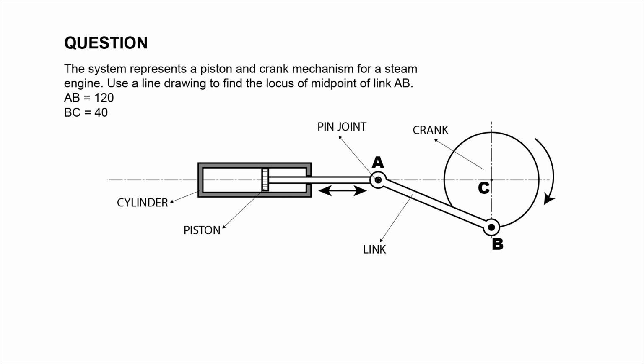Now let's take a look at this diagram. We have a crank which is turning in a clockwise motion. The crank is causing the piston to move in a horizontal back and forth motion, also known as reciprocating motion, with the help of a link.